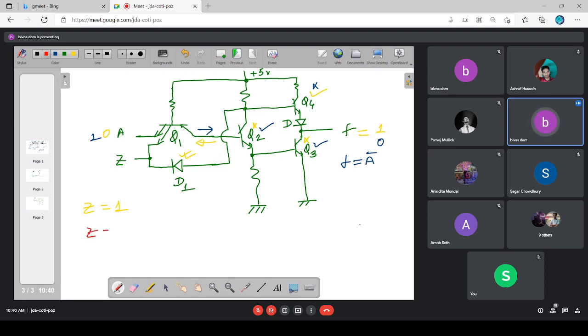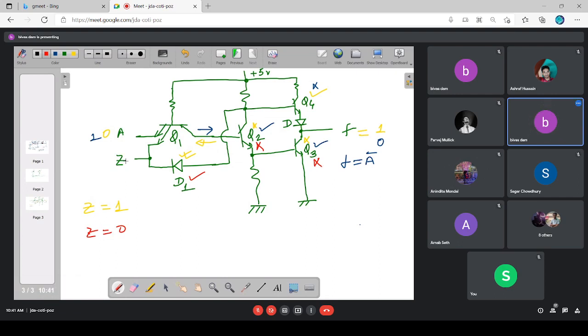Now let us make Z equal to 0. In case Z is 0, what happens to diode D1? Forward bias. It is on. What happens to Q1? Normal mode. As it is operating in normal mode, will Q2 get any base drive? No, sir. So Q2 is off. As Q2 is off, can Q3 be on? No, sir. Q3 is also off.